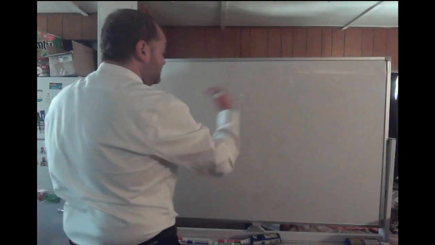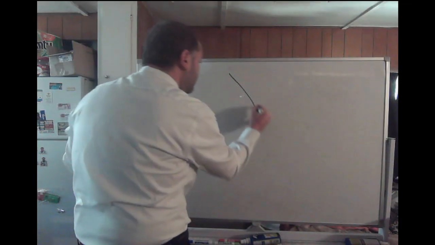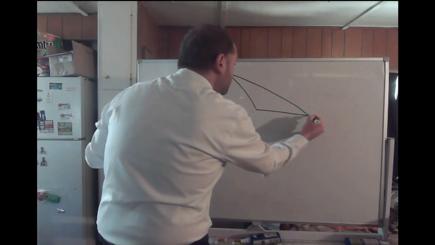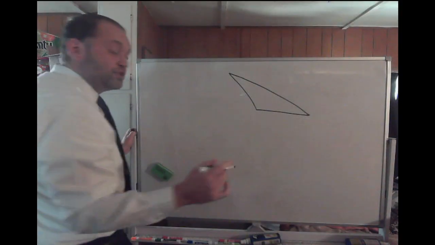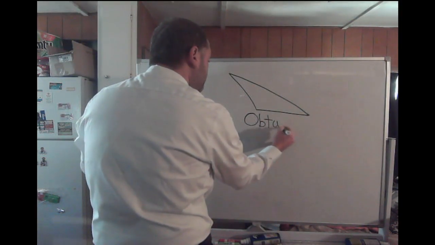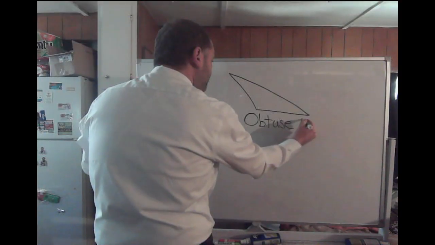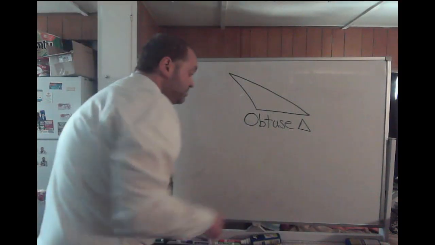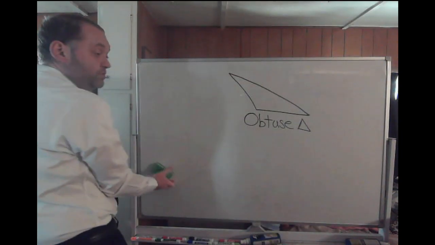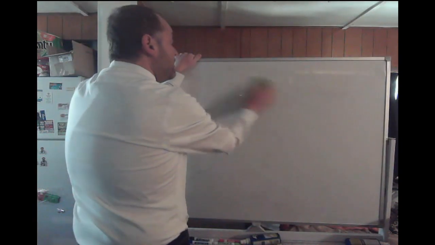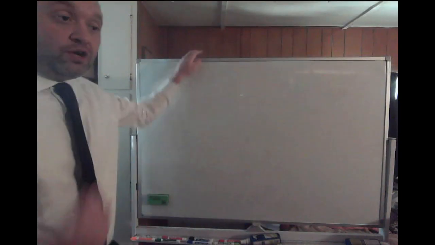Then last but not least, for triangles, if you have a triangle with an obtuse angle, then it's going to be called an obtuse triangle. That's what you would call a triangle with an obtuse angle. It would become an obtuse triangle. So those are the triangles based on angle measurements.